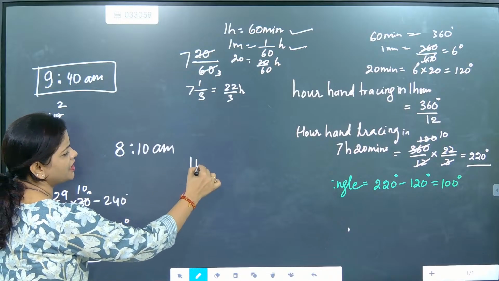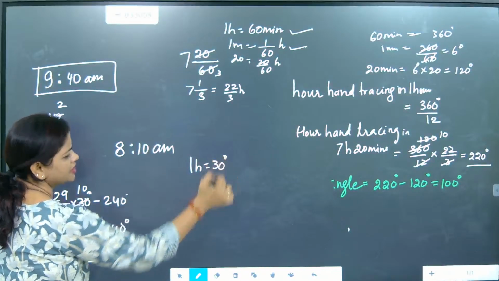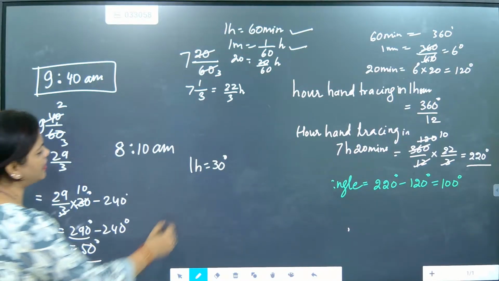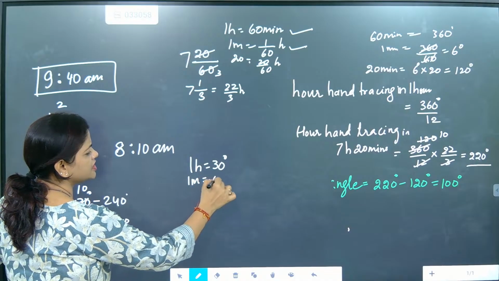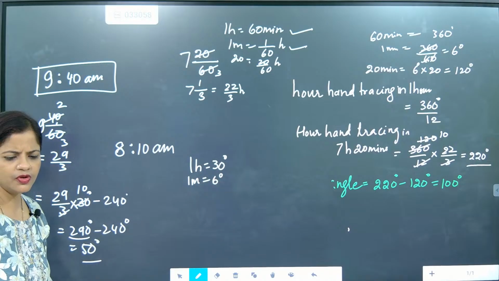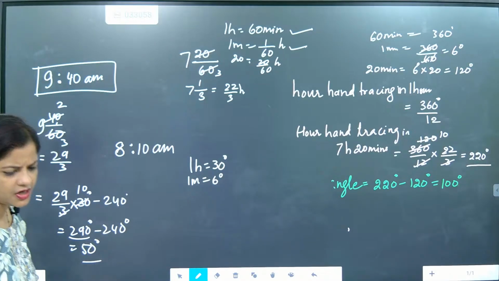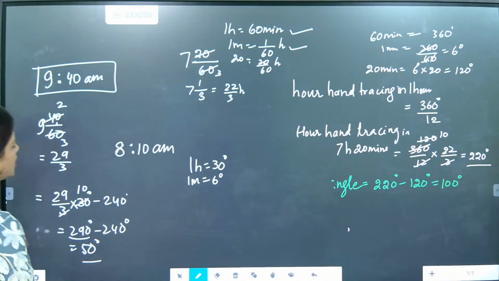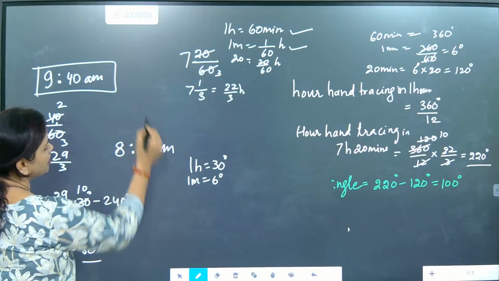Hour hand subtends 30 degrees in 1 hour. Minute hand subtends 6 degrees in 1 minute. Now come on, solve and see the answer. None of the answers is coming till now. One time also I am not giving the answer. So 8:10.